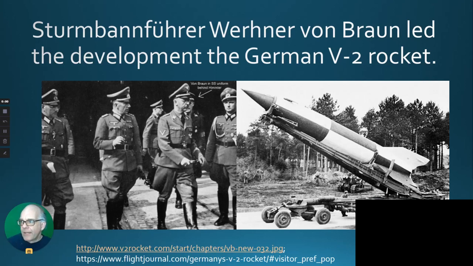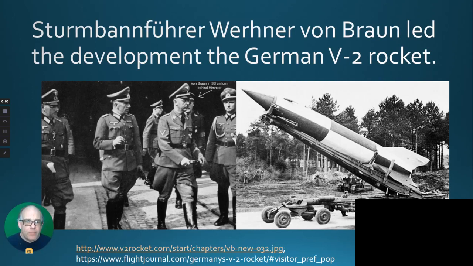But here we've got, and I'm mispronouncing this, Sturmbannführer Wernher von Braun. Sturmbannführer is an SS officer rank, roughly equivalent to a major within the U.S. Army. Von Braun was a member of the Nazi Party, and he led the development of the German V-2 rocket. These V-2 rockets, these Vengeance rockets, were capable of carrying 2,200-pound warheads, a ton of warhead in essence, to a target about 200 miles away.